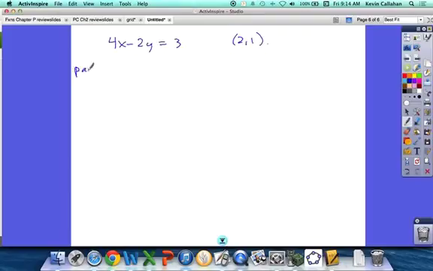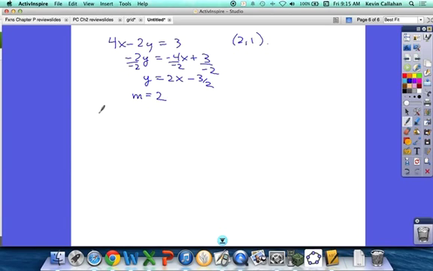Okay, so for parallel, well, I shouldn't even do that part yet, right? Because what do I have to do so that I know what the slope is of the line we are comparing to? I've got to solve for y. So I need to say -2y equals -4x plus 3. Divide by -2. So y equals 2x minus 3/2. Right, so what is the slope of this line? 2. This line has a slope of 2.